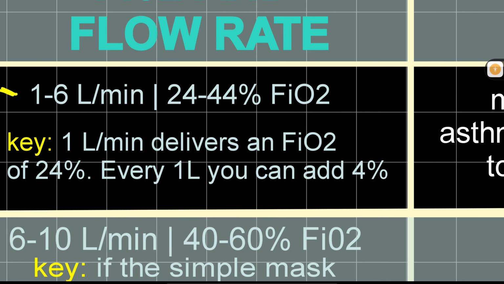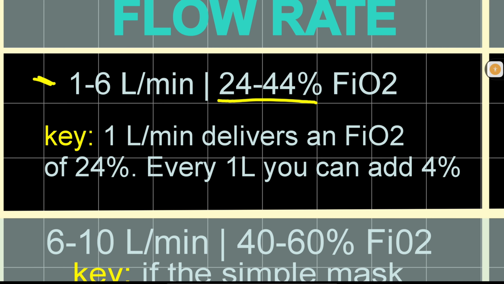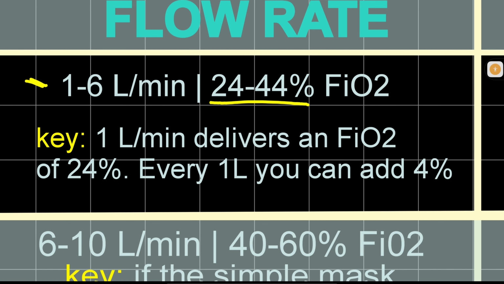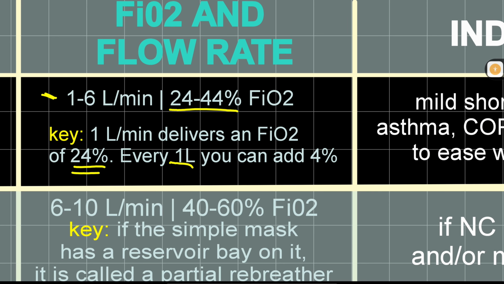In terms of the amount of oxygen you can get, the FiO2, it's 24 to 44%. Now, there are some key points I want you to be mindful of. Be mindful that 1 liter per minute delivers an FiO2 of 24%. So every 1 liter, you can add 4%.